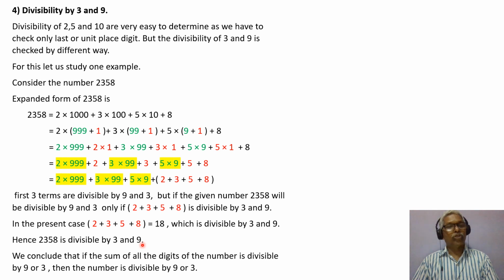So what do we conclude? We conclude that if the sum of all the digits of the number is divisible by 9 or 3, then the number is divisible by 9 or 3. That is the conclusion we are drawing from this, and we will go for the general form. Before that, we have just seen how this is very simple. So we move ahead for the general form.